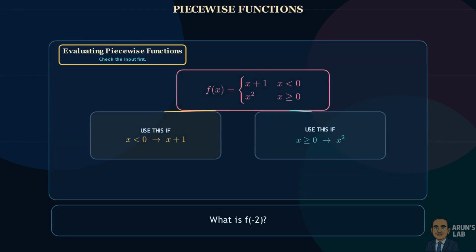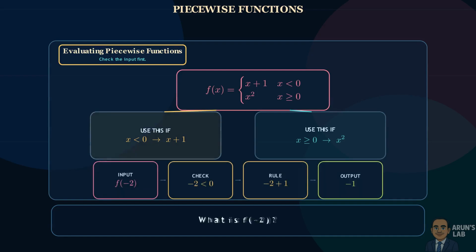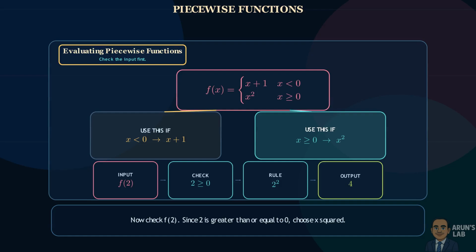What is f(-2)? Since -2 is less than 0, we use the rule x plus 1. So f(-2) is equal to -2 plus 1, which is equal to -1. Now let's find f(2). Since 2 is greater than or equal to 0, we use x squared. So f(2) is equal to 2 squared, which is equal to 4.